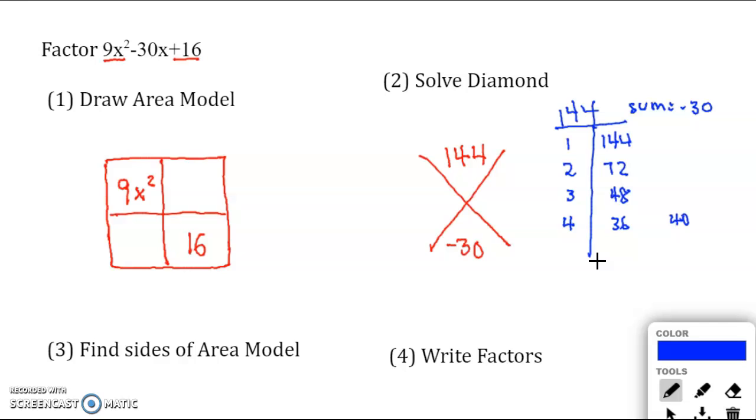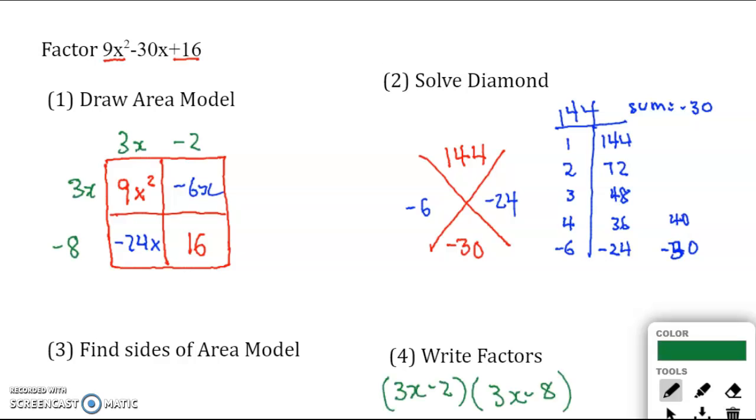5 is not divisible. 6 times 24. And if I add these two, I get 30, but I don't want positive 30. I want negative 30. So I need to change both the signs: negative 6 and negative 24. And this tells me I need to fill the box as negative 6x and negative 24x. And then from here, you solve, and then find your factors, and those are the factors.